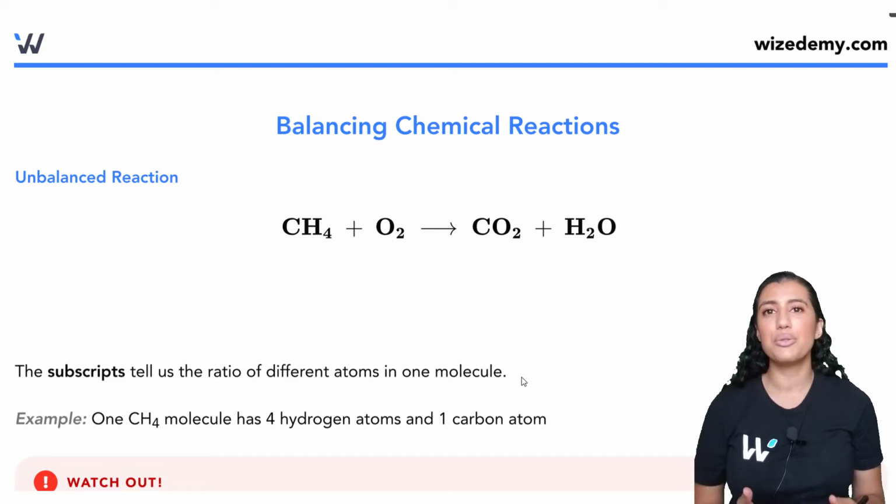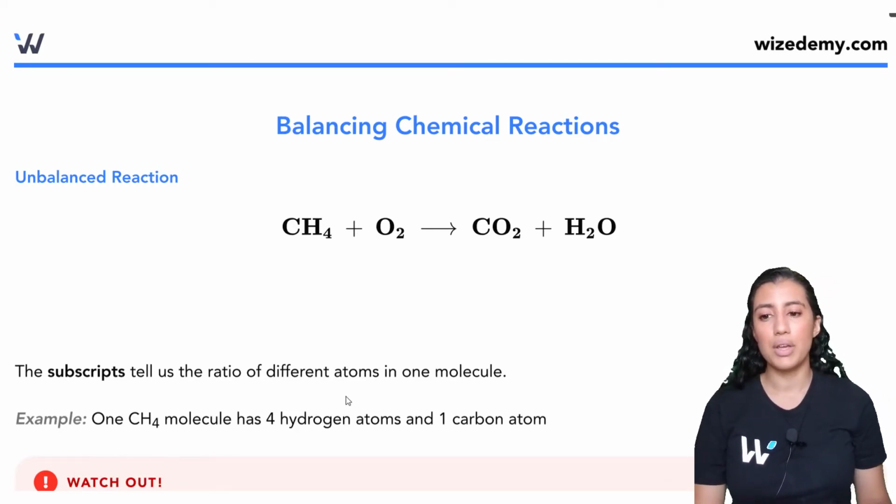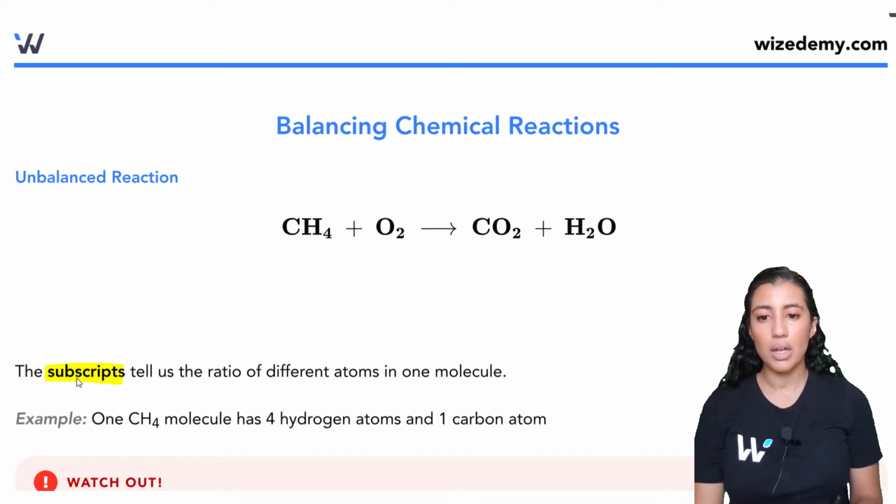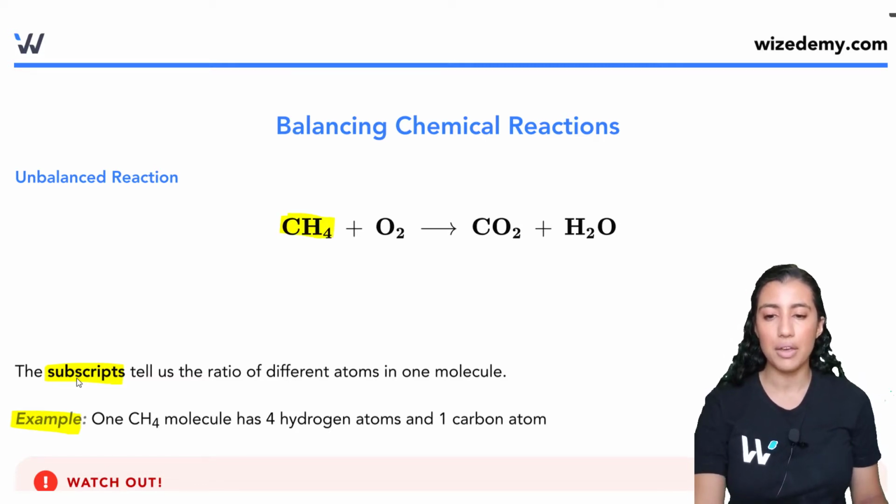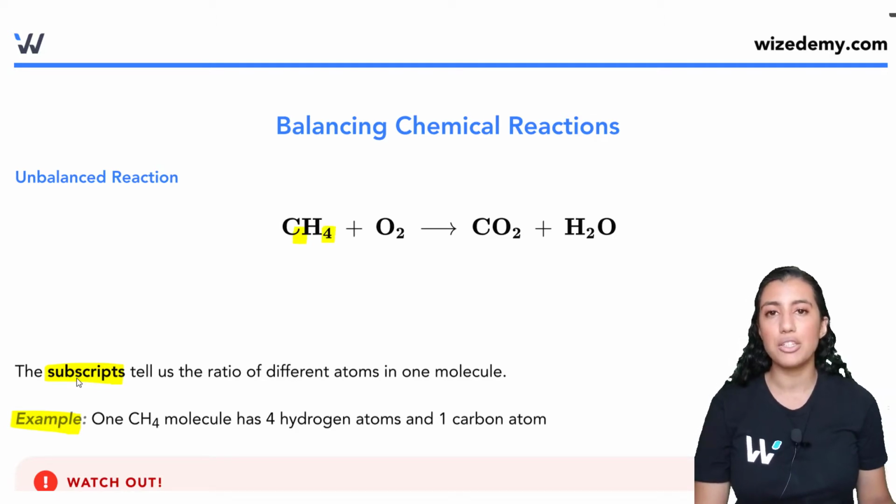So now we're just going to go into a little more detail for balancing chemical reactions. Okay, so we're again given an unbalanced reaction. This is just a little bit of a summary of stuff we covered in the previous lesson. So the subscripts, those small numbers, tell us the ratio of different atoms in one molecule. For example, if we look at this molecule here, methane, we can see that there is 1 carbon atom and 4 hydrogen atoms in each molecule of methane.